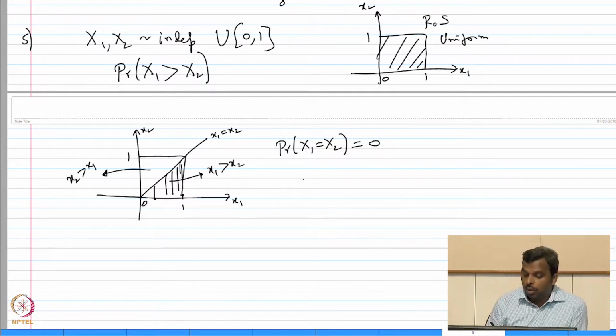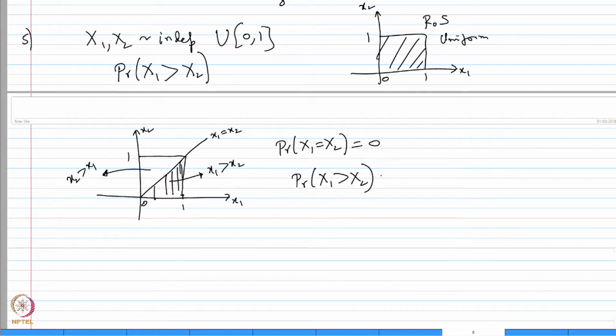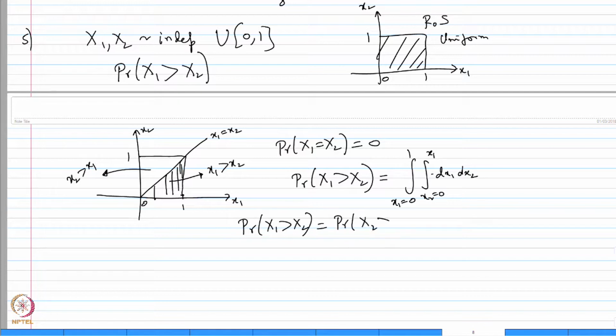If you want to do probability of x1 greater than x2, one method is to do a double integral. Go x1 from 0 to 1, x2 from 0 to x1, and do the integral. You will get an answer. I'm not saying this is very hard, you can do this quite quickly. But you can also observe that the probability of x1 greater than x2 has to be equal to the probability that x2 is greater than x1. This is where the symmetry comes in.